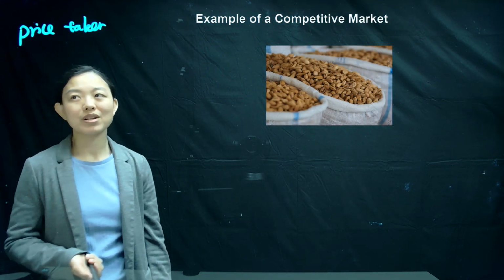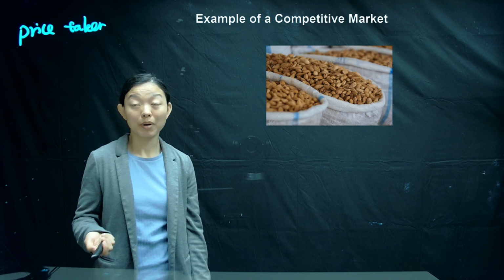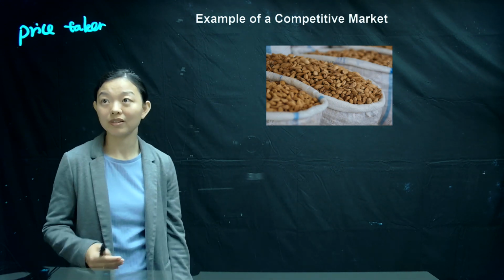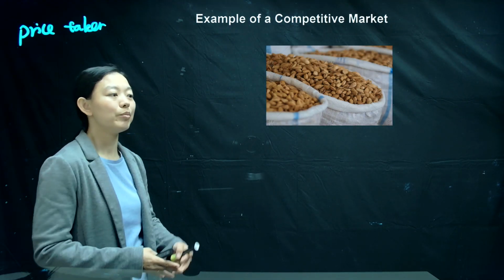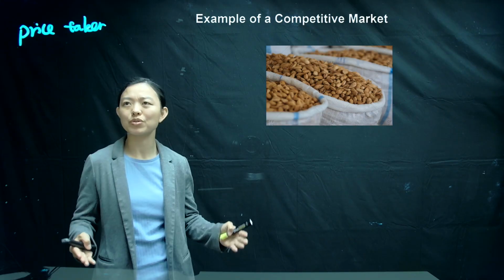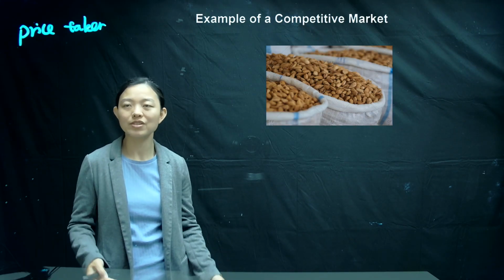There are some examples of competitive market commodities. For example, agricultural commodities such as soybeans, wheat, corn. Because there are many buyers and sellers, and we can assume those goods are very similar.